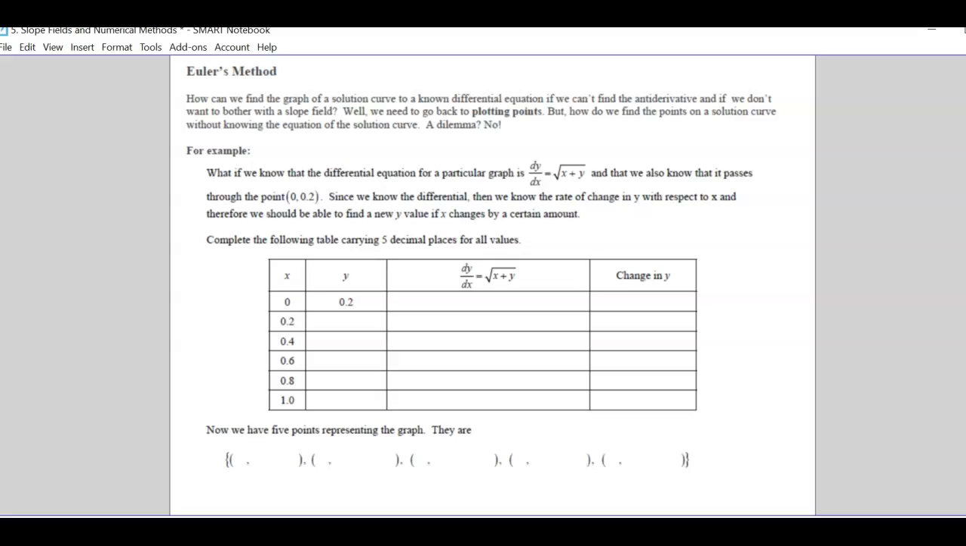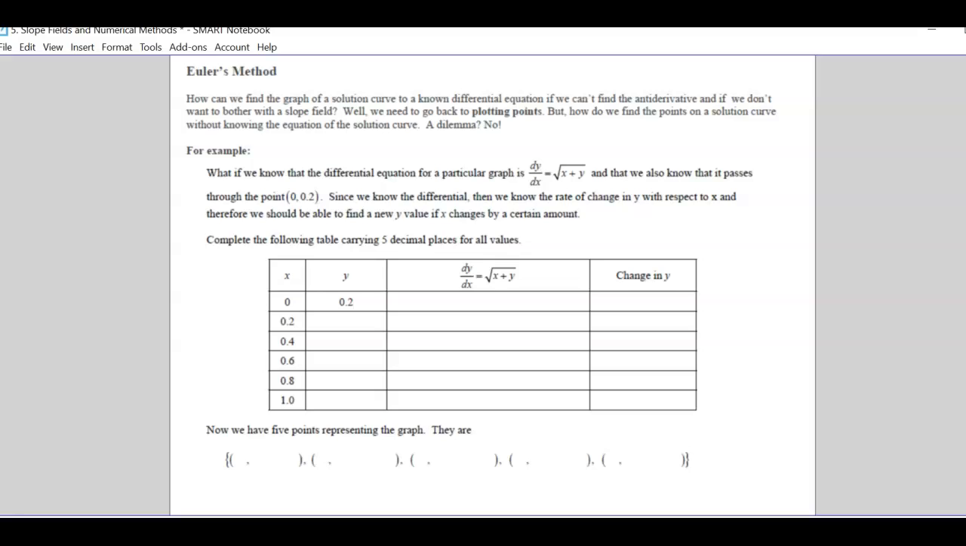Okay, so how can we find the graph of the solution curve to known differential equations if we can't do the antiderivative and we don't want to do a slope field? Because we've just seen that it's time consuming. How do we find the points on a solution curve without knowing the equation? So what can we do? So this particular example, again, this is the first one that we had. What if we know the differential equation? We're looking at this particular one. We know that it passes through a certain point.